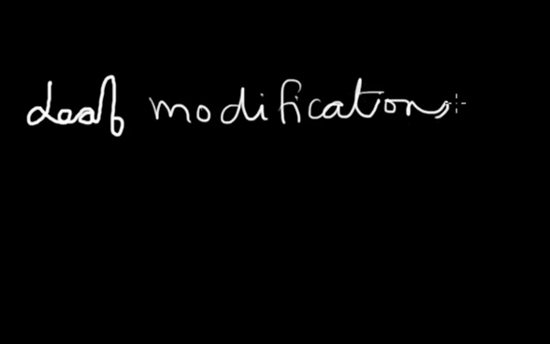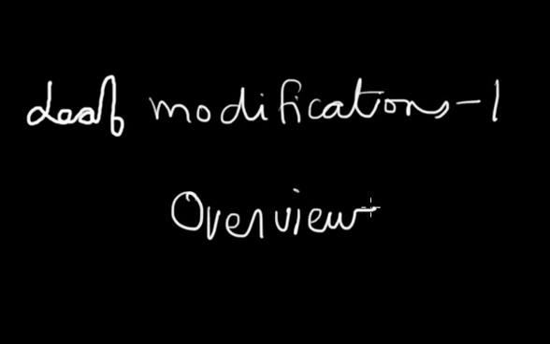to the section dealing with leaf modifications. It is part 1 and it's an overview. Here we will be looking at the reason for leaf modifications and the kind of modifications we see in the plant kingdom before we go into the details.